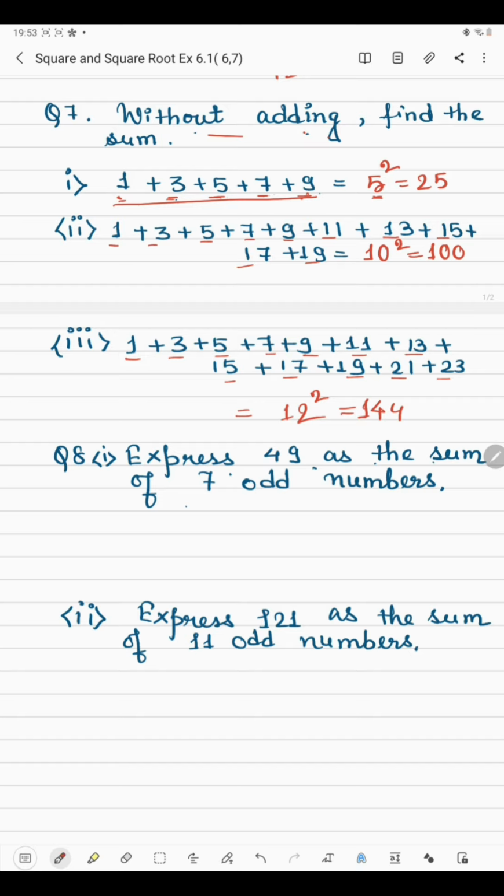Here, 49 is given, so how can we write 49? 7 square means 49. So 7 square means how many odd numbers? Here it is said as the sum of 7 odd numbers. So 7 square means we will have to write 7 odd numbers. So 1 plus 3 plus 5 plus 7 plus 9 plus 11 plus 13. So the 7 odd numbers are 1, 3, 5, 7, 9, 11, 13.